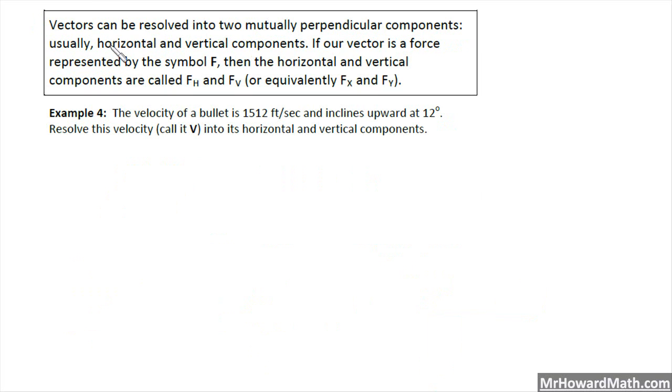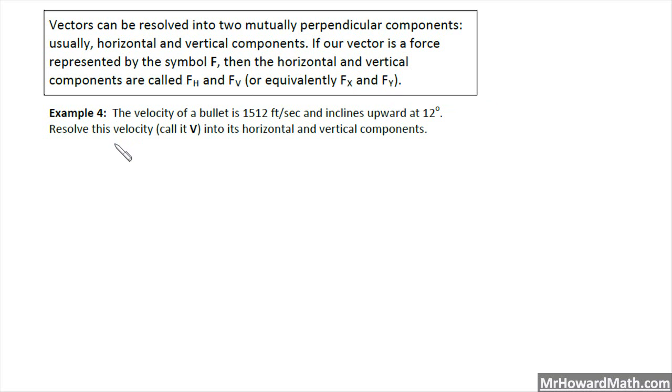Okay, let's read this section. Vectors can be resolved into two mutually perpendicular components, usually horizontal and vertical components. If our vector is a force represented by the symbol F, then the horizontal and vertical components are called F sub H and F sub V. So those are subscripts, so we say F sub H and F sub V. Or you could say F sub X and F sub Y for your horizontal, this one, and your vertical component, that one. All right, so example 4.